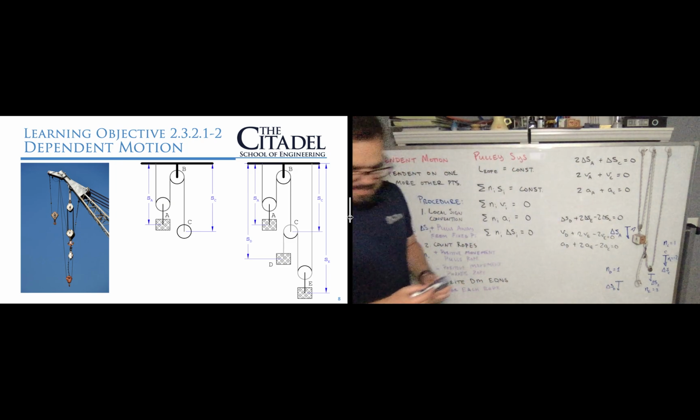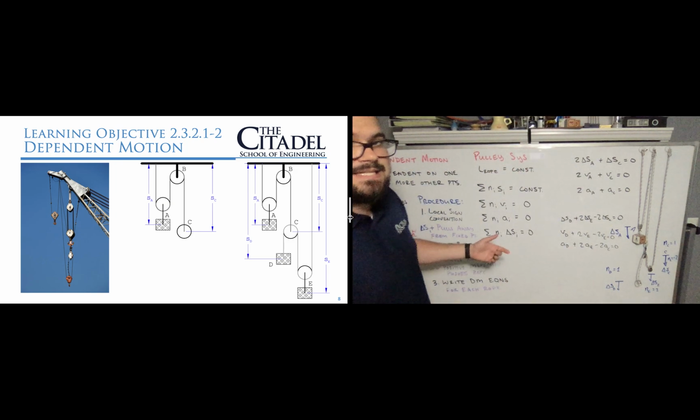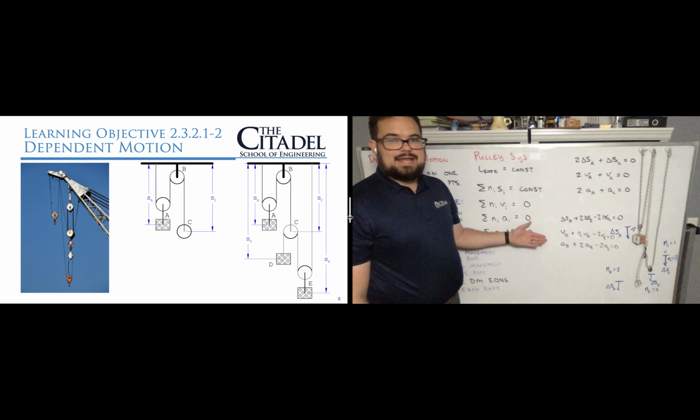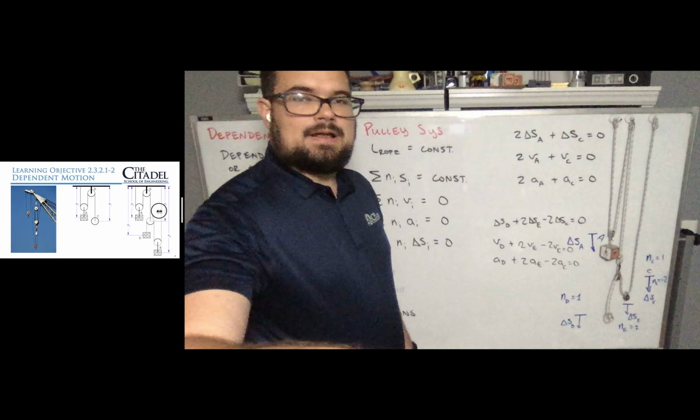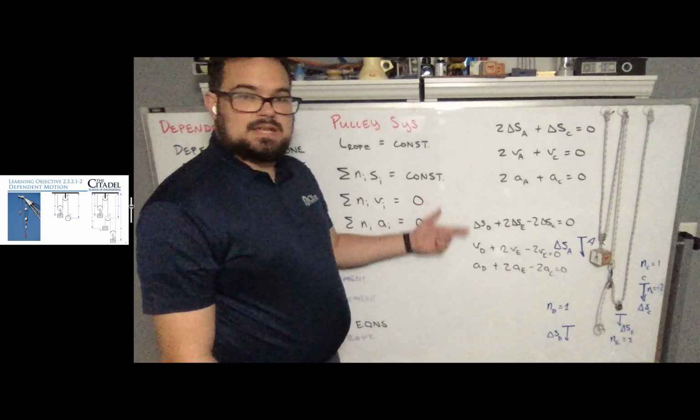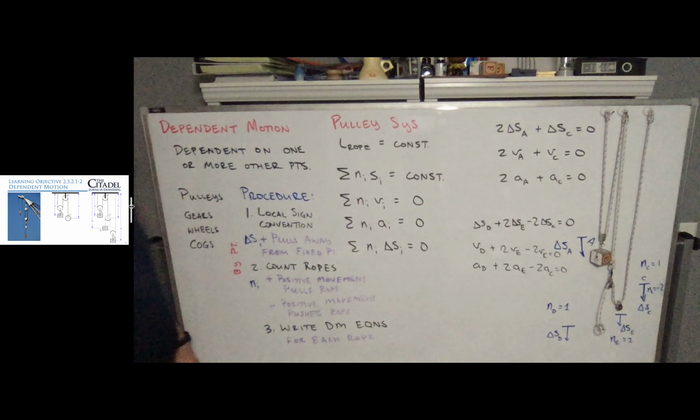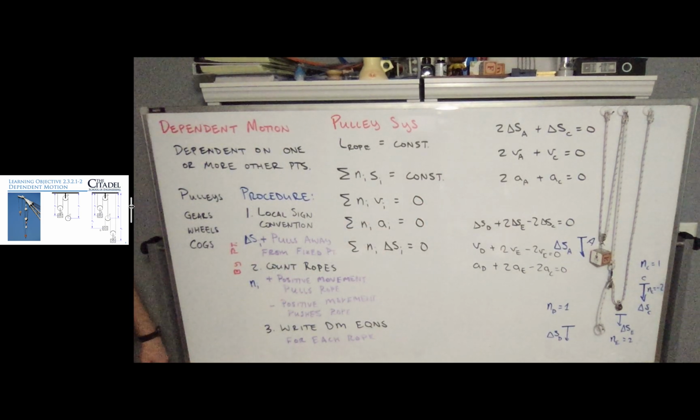Like so. And so now for this system, I have 6 dependent motion equations. If I know what's happening with these other systems, then I can go through and do that. So that's our pulley procedure.